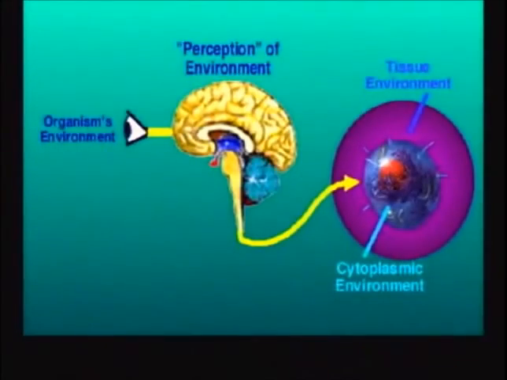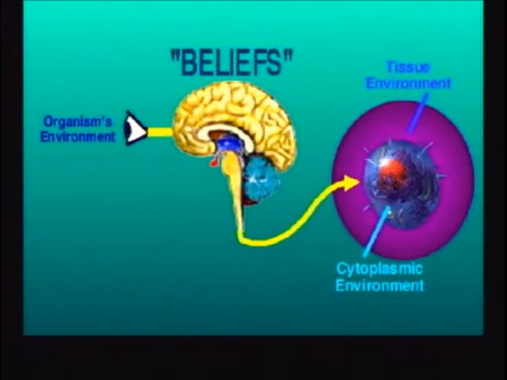So the point is perception is what gets between the environment and the cells. But what do we know about perception now? We just heard it. Perceptions may not be right. So rather than calling it perception of the environment, call it beliefs.